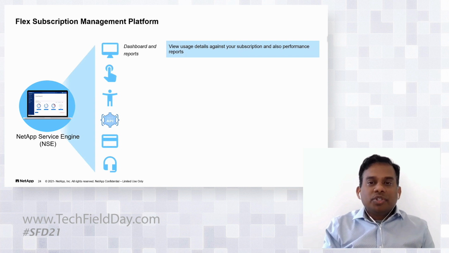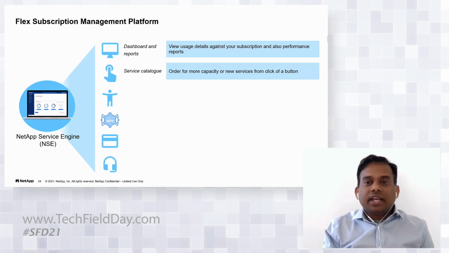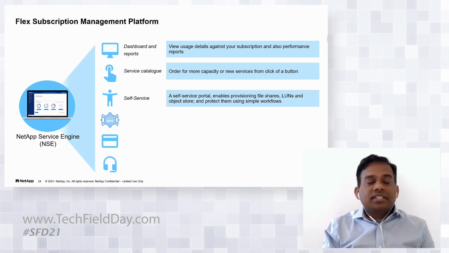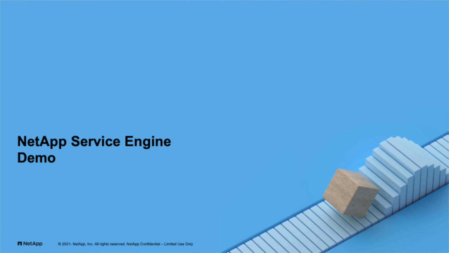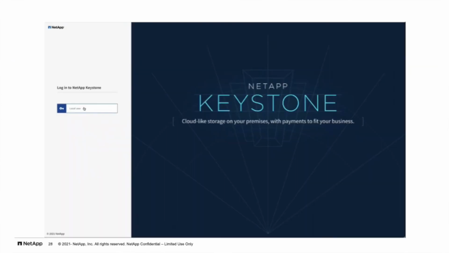So it has various reports to show your usage details, both on the capacity and the performance. It has a service catalog where you can order more capacity or even add a new service. And it's a self-service orchestration, right? So gone are the days where you submit a request to get a volume. Here you can log into the portal, you can create a file share, or you can create a disk or an object in a similar way. And NetApp Service Engine takes care of what is the right platform and applies all the best practices that we have learned so far in a simple way of a few clicks.